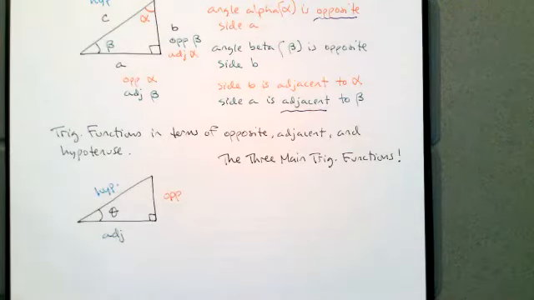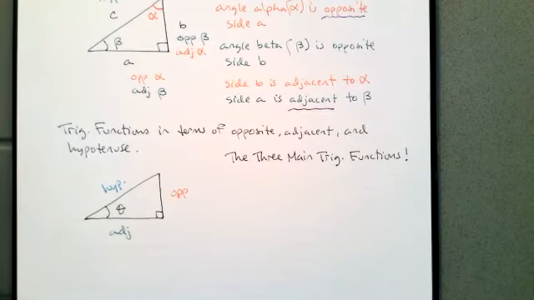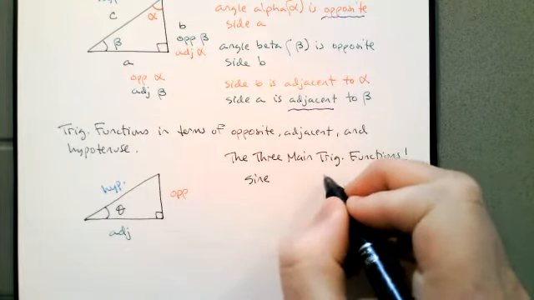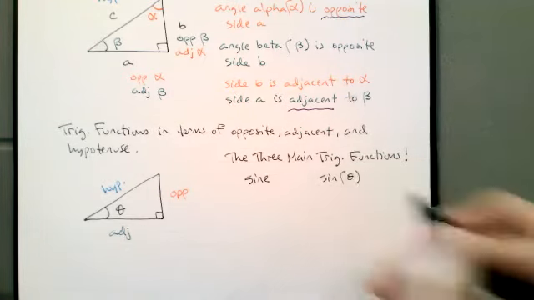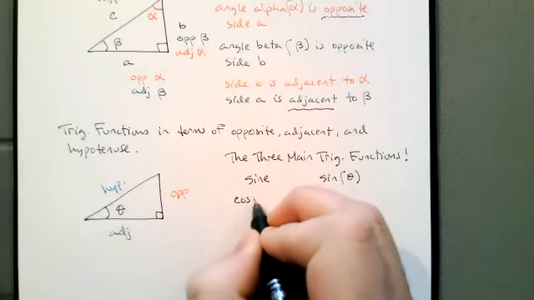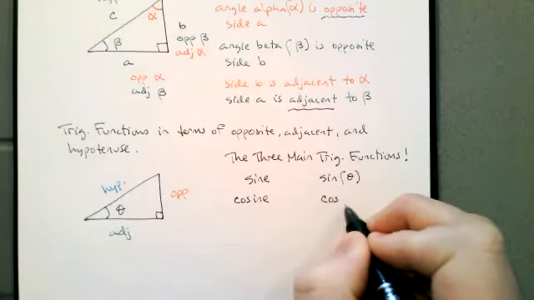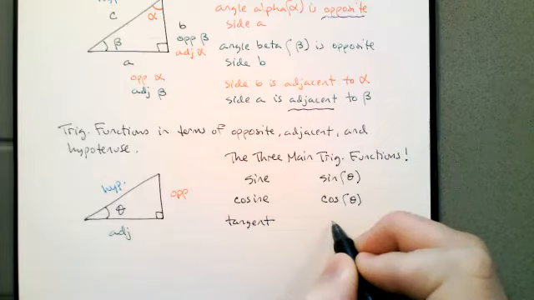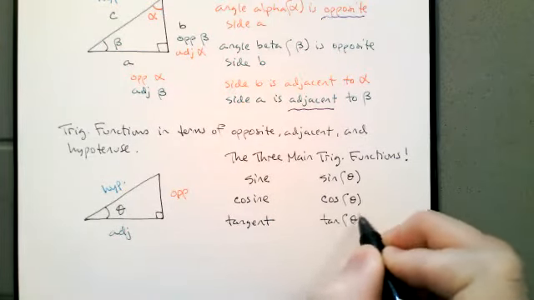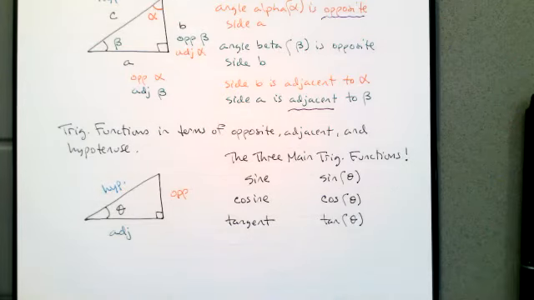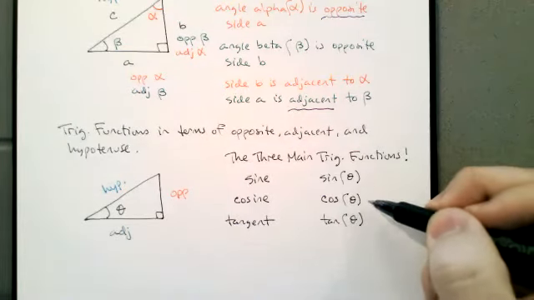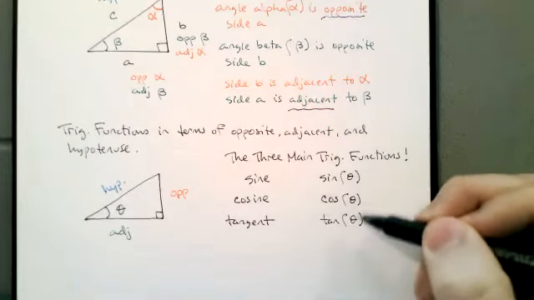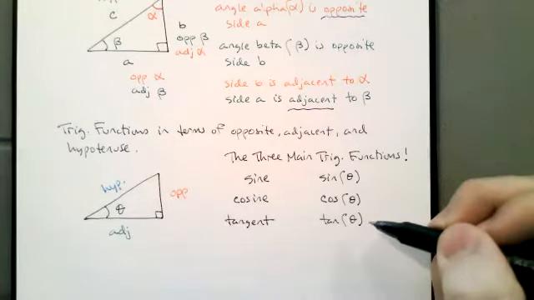There are lots and lots of trig functions. These are the three big ones. The sine, which will denote sine of theta. The cosine, which we'll write cos and then theta in parentheses, and the tangent, which we'll abbreviate tangent theta. So we have sine theta, cosine theta, tangent theta. That's how we would pronounce these three symbols: sine theta, cosine theta, tangent theta.